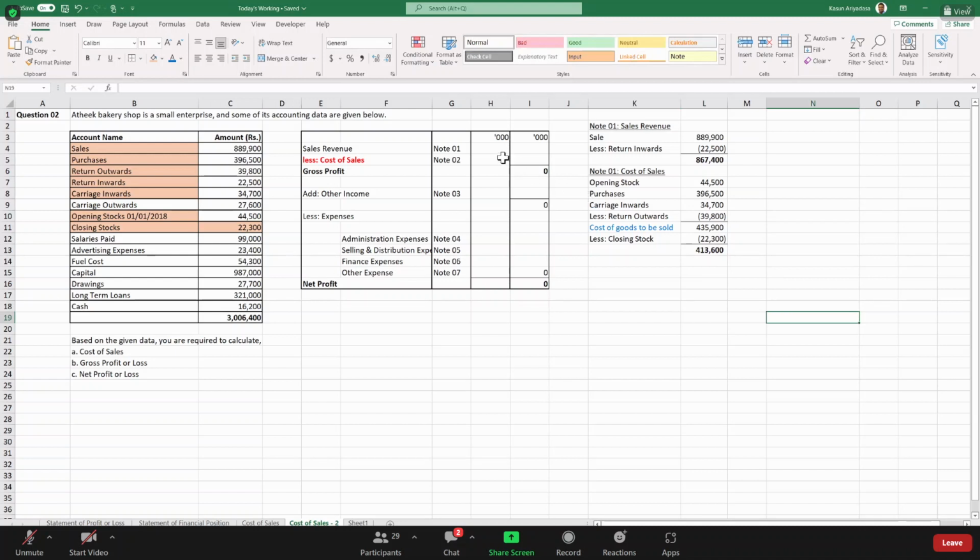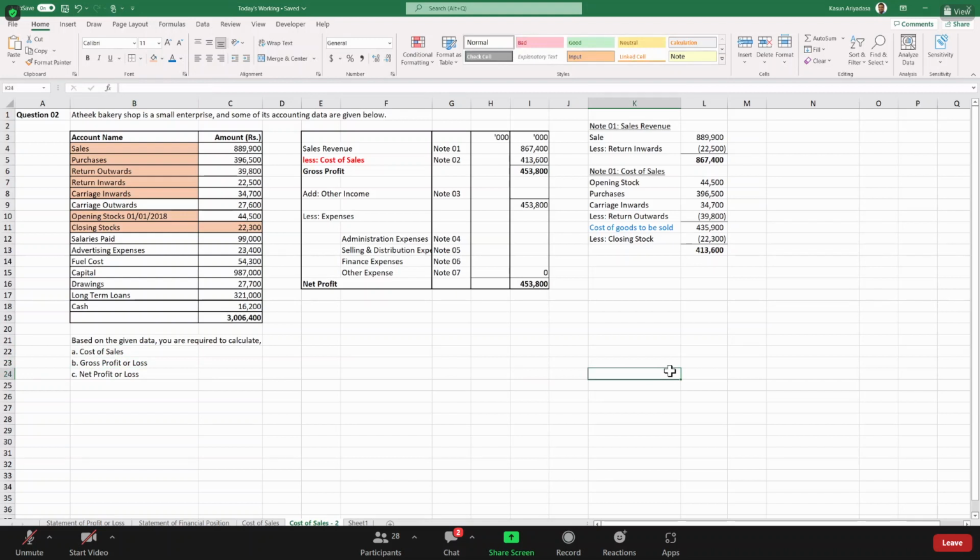So our sales revenue is 867,400. Our cost of sales is 413,600. So the gross profit is a simple calculation. It's 453,800. So we have done cost of sales, we have done gross profit.